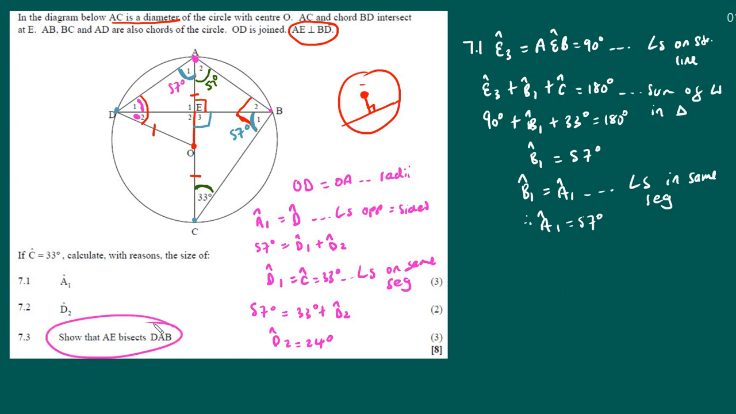And then if they say show that AE bisects DAB, it means show us that A1 is equal to A2. Luckily enough, one of us already had proved that A2 is 57. So therefore, AE does bisect DAB, right? This is DAB. So it's bisected because those angles will be equal. So it will be a very easy question.